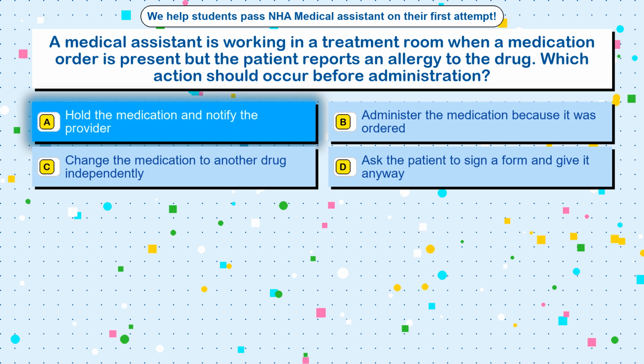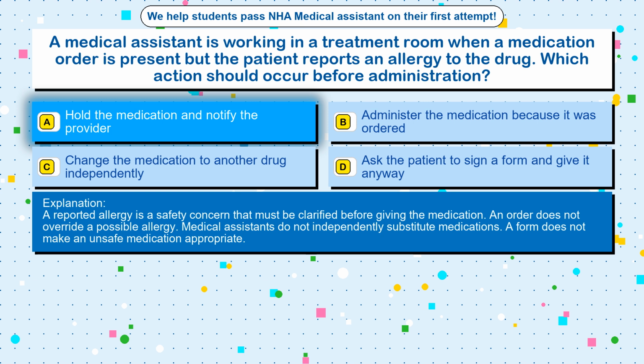The correct answer is option A. Hold the medication and notify the provider. A reported allergy is a safety concern that must be clarified before giving the medication. An order does not override a possible allergy. Medical assistants do not independently substitute medications. A form does not make an unsafe medication appropriate.